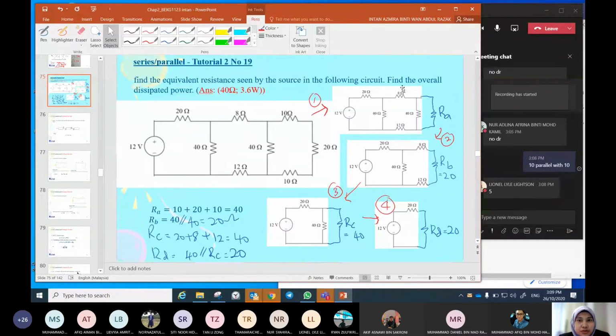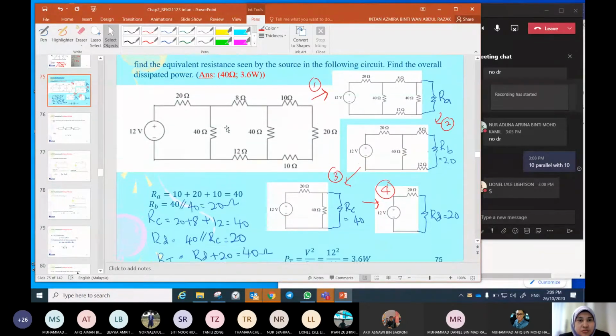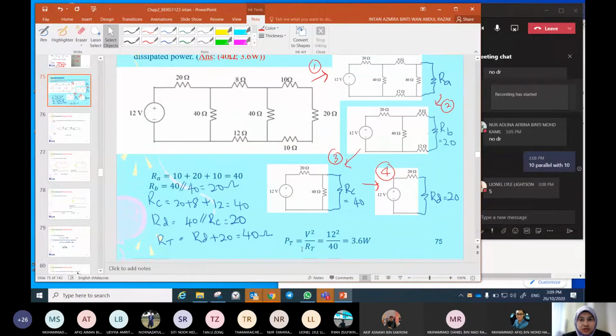And then power, find the overall power. P equal to, we have three equations, V square over R, IV or I square R. Okay, so total power is equal to total voltage square divided with total R. So V is equal to 12 square divided with 40, we get 3.6 watts.